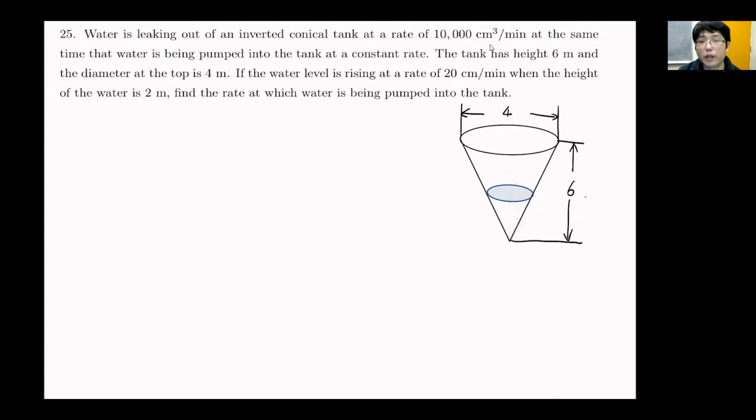All right, so what else do we know? The water level is rising at a rate. This means the height of this water cone is increasing. So it's probably a good time for us to introduce notation. Let's first start by introducing the height. So let h be the height of the water cone. Then we know that dh/dt is going to be 20 centimeters per minute. So that's what we know.